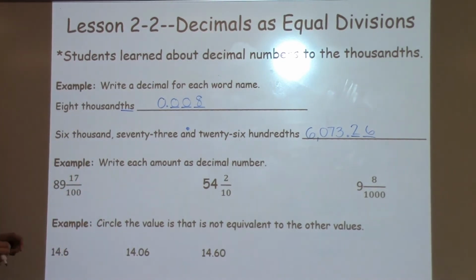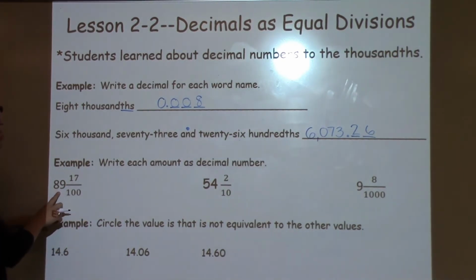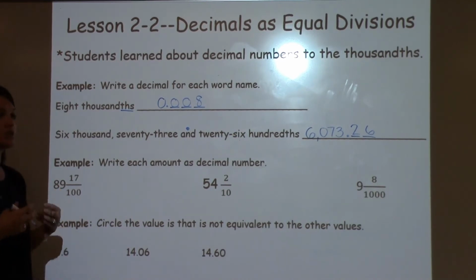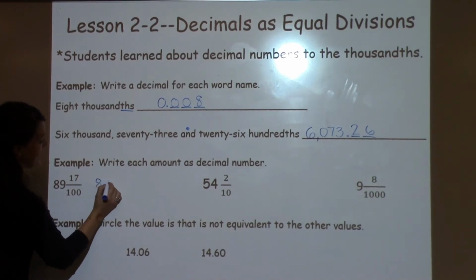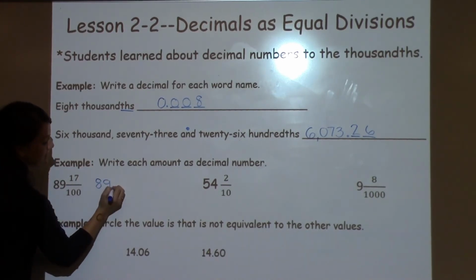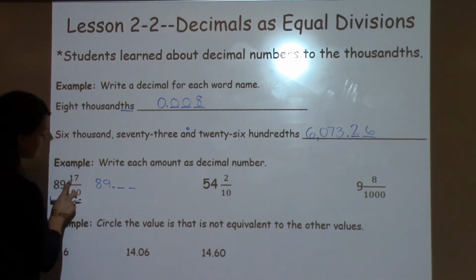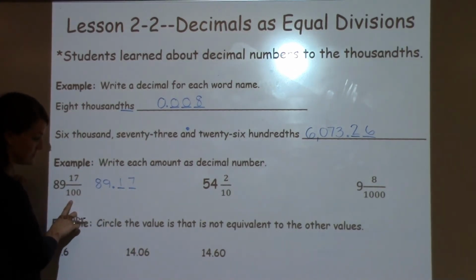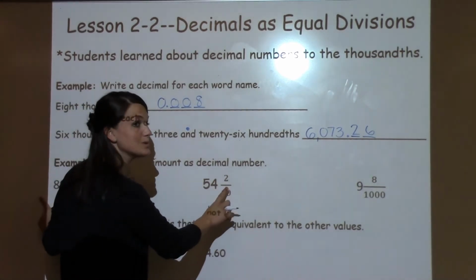The next example says to write each amount as a decimal number. Right now these are shown as fractions. I have a whole number, 89, and 17 hundredths. I tell students that when you say fractions, 17 hundredths, notice that you're also saying it like you would a decimal. So I've got 89 and, is where my decimal point comes in, 17 hundredths. I want my 17 to look just like it would, but I want the last number in the hundredths place. 89 and 17 hundredths.